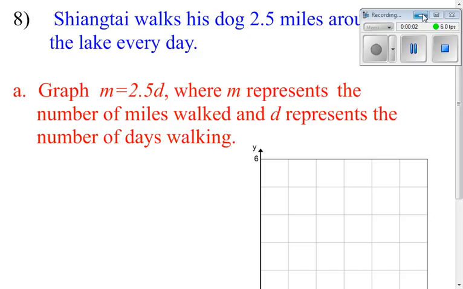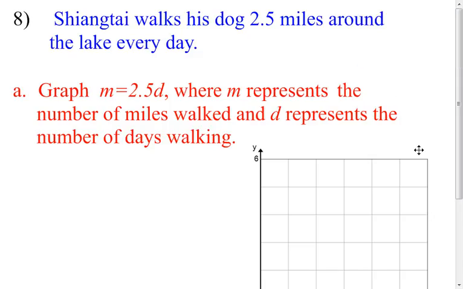In this lesson, we are just going to do a word problem involving linear equations. So this talks about Shang Tai, who walks his dog 2.5 miles around the lake every day. It says graph the equation m equals 2.5d. And it says m represents the number of total miles he walked. So I'm just going to write this. M is miles, and 2.5d stands for the number of days.